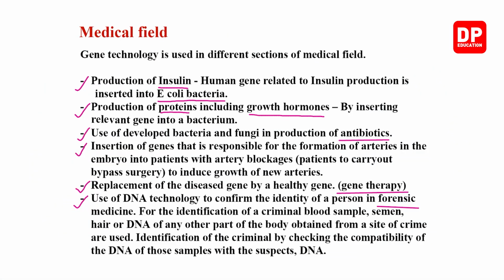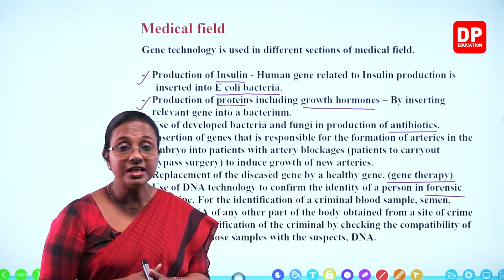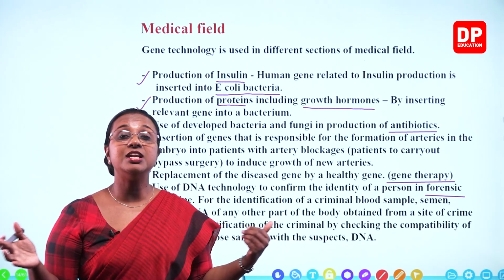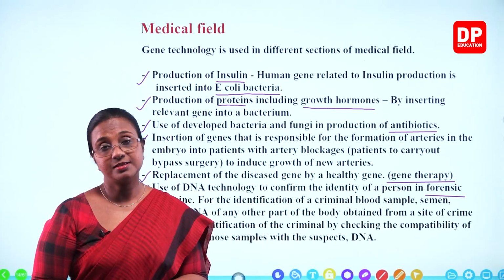For the identification of a criminal, blood sample, semen, hair or DNA of any other part of the body obtained from a site of crime are used. Identification of the criminal by checking the compatibility of the DNA of those samples with the suspect's DNA. So you have suspects, you have the sample, you can carry out the DNA test. The DNA technology is used for that, and then you can match the samples. So that is used in forensic science.